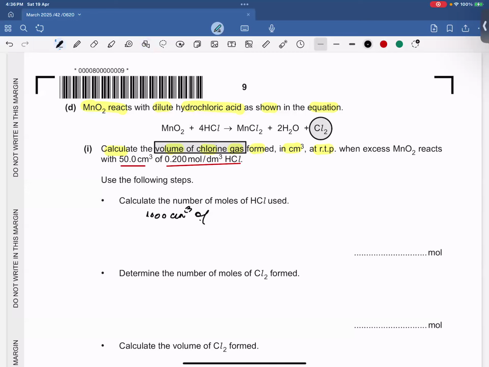1000 cm cube of HCl contain 0.200 mole. Okay. So if we have 50 cm cube of HCl, moles would be 0.200 into 50 divided by 1000. So it's going to be 0.01 mole.